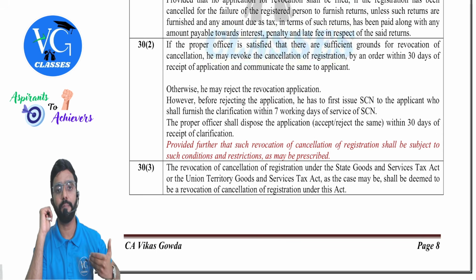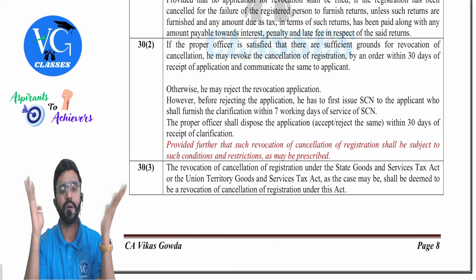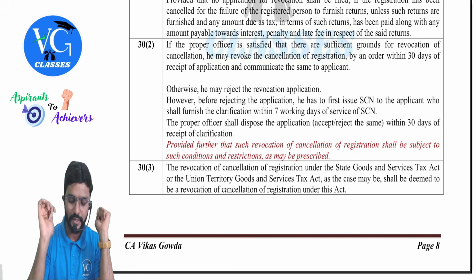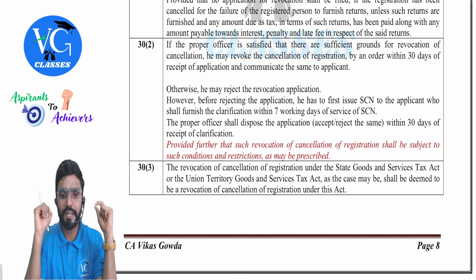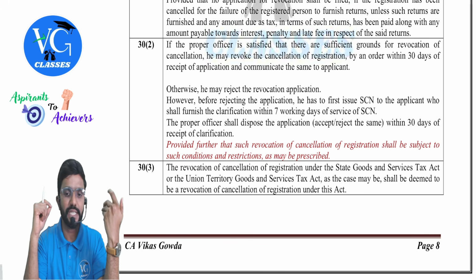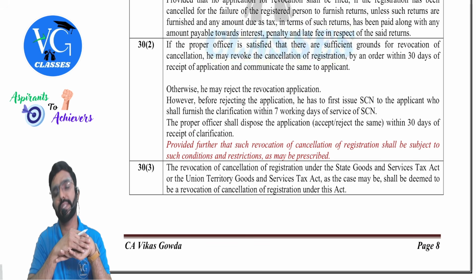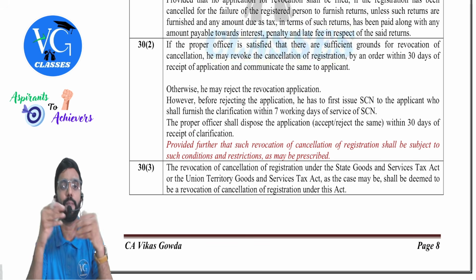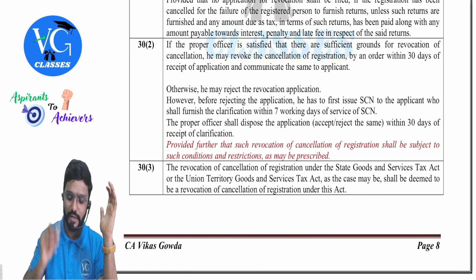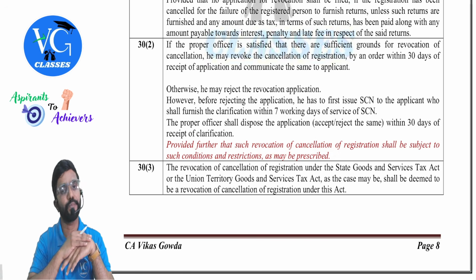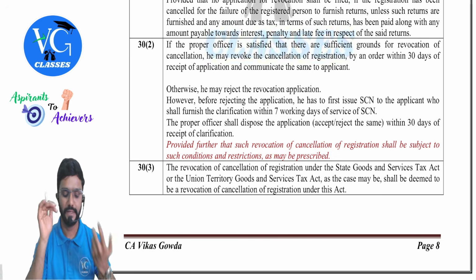So once receiving the reply to the show cause notice, within 30 days, the proper officer can either accept or reject it. Okay, sir. But now they've added a new proviso telling, provided further that such revocation of cancellation of registration shall be subject to such conditions and restrictions as may be prescribed. Means government has taken the power to add any conditions or restrictions with respect to this revocation of cancellation. Got it? Yes, sir. This is the amendment part.